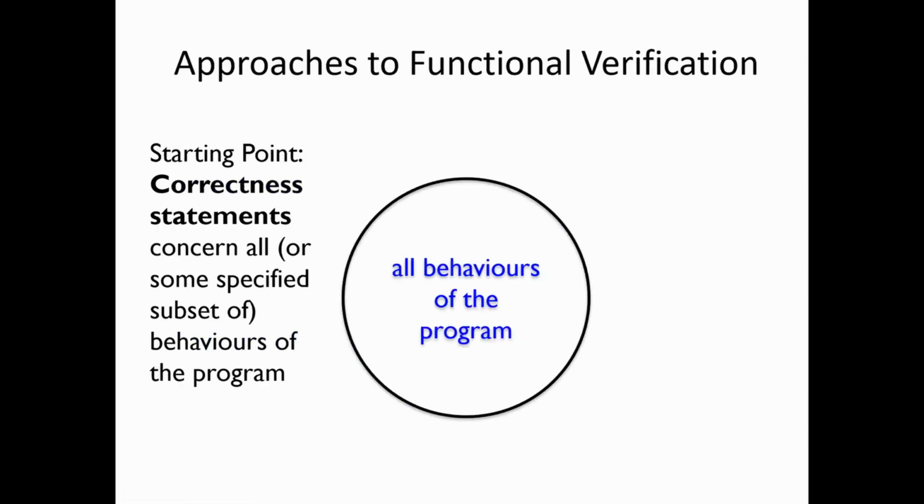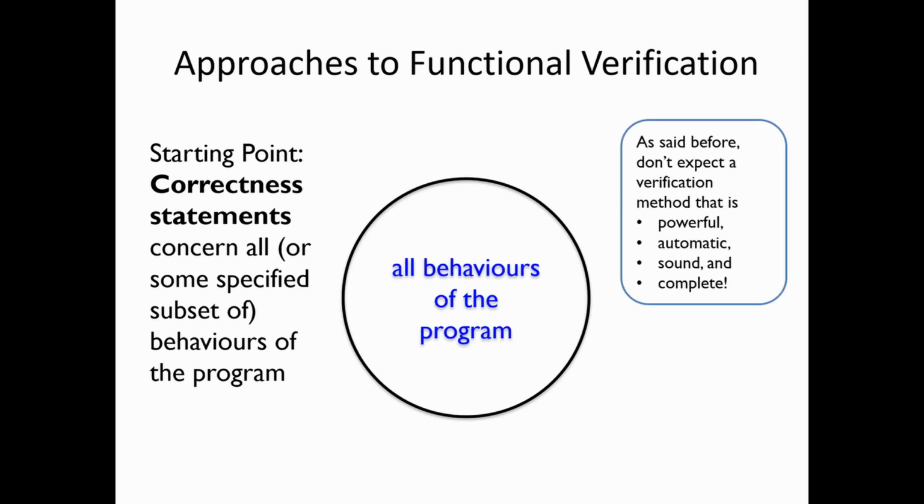After this long introduction, we come to different approaches to functional verification. That is, the verification of functional correctness. Remember, functional correctness means that a program does what its specification says. We have a program and a correctness statement describing all behaviors of the program. We depict the set of all behaviors of the program by the contents of the circle. I repeat my warning. Don't expect a verification method that is powerful, automatic, sound, and complete.